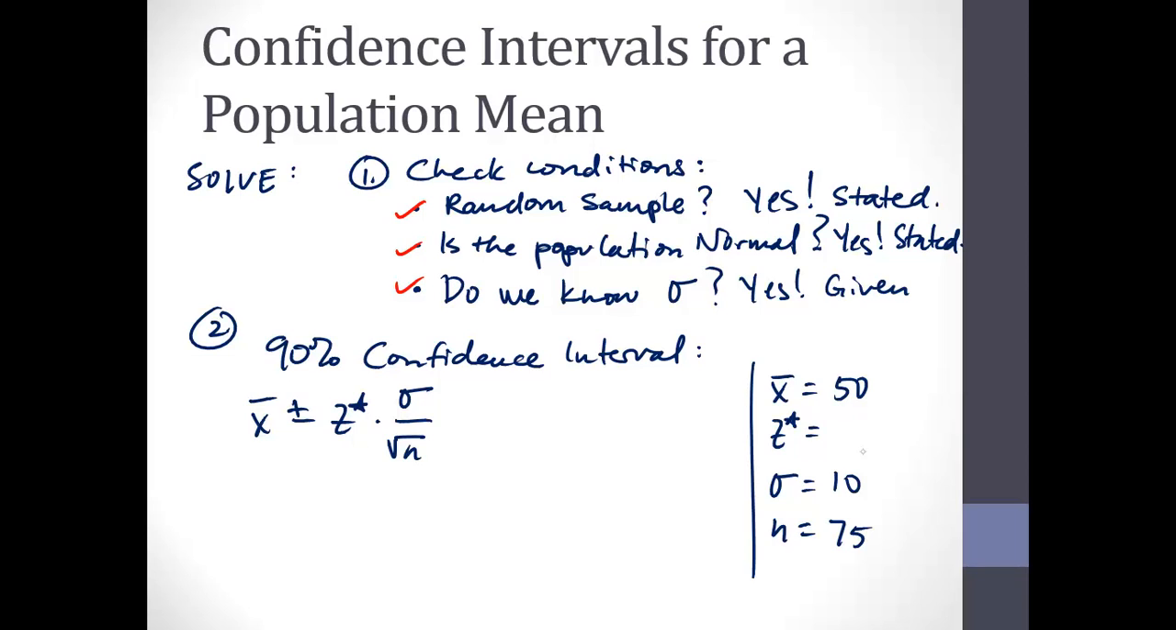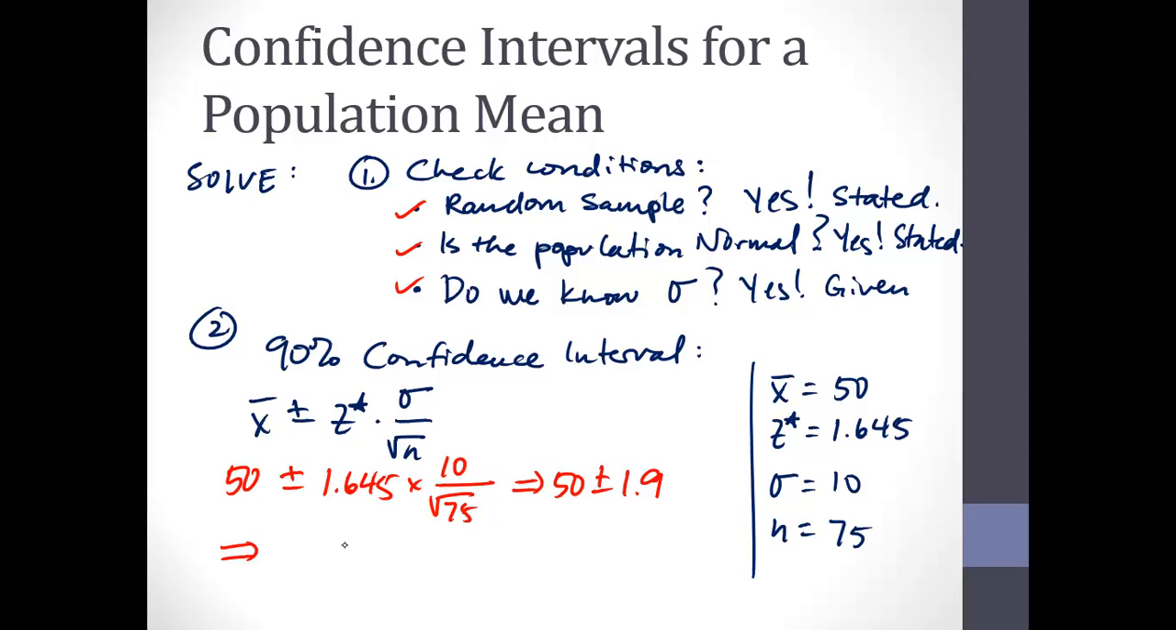Yes, exactly right. It's the 1.645 that we had earlier. All right, so again, there's our formula. There's everything that we need, so we can go ahead and just plug these numbers in and see what we get. So our x bar is 50 plus or minus 1.645 times sigma, which is 10, over the square root of 75, which is the same as 50 plus or minus 1.9.